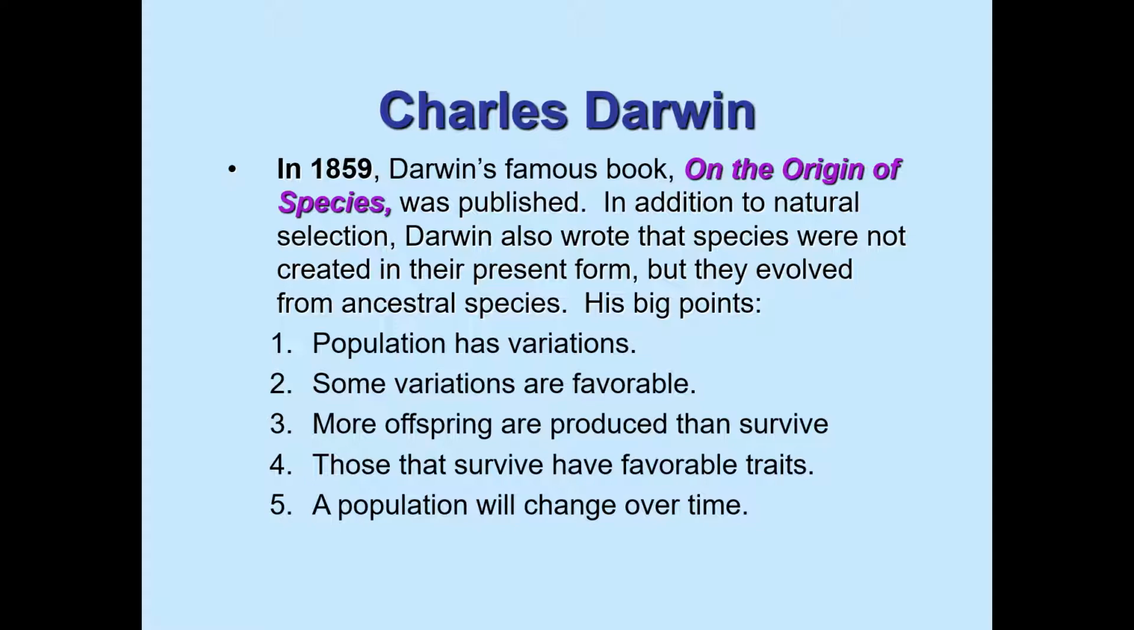And number three, more offspring are produced than able to survive. And we see that a lot in the animal kingdom, particularly animals that are lower on the food chain. Okay, a lot of those offspring just don't tend to live to adulthood. Number four, those that do survive, they have favorable traits, okay, that make them slightly stronger and able to produce more offspring. And number five, a population will change and evolve over time.